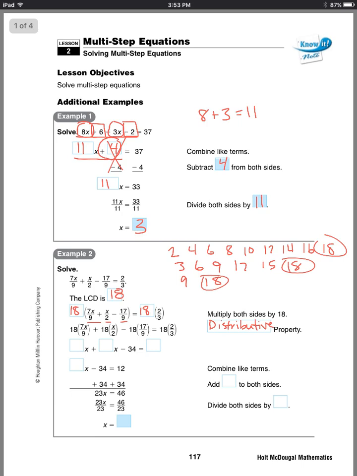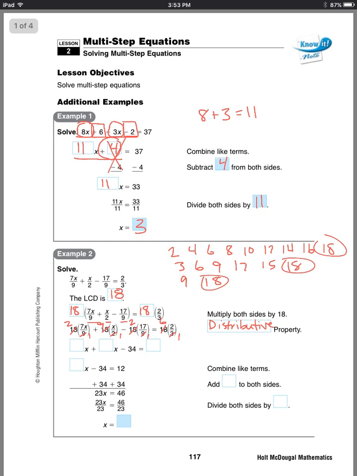Now we're going to multiply. And when we're multiplying, we're going to cross cancel. 9 goes into 9 once and into 18 twice. 2 goes into 2 once, into 18 9 times, and 9 goes into 9 once and 18 twice, and 3 goes into 3 once and 18 6 times. Okay, so all I did in that step was cancel.